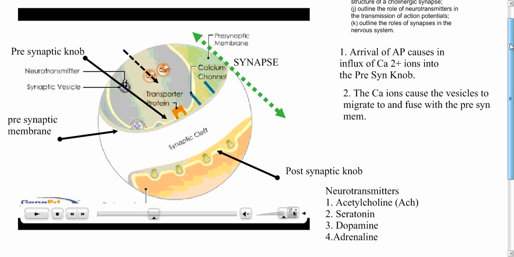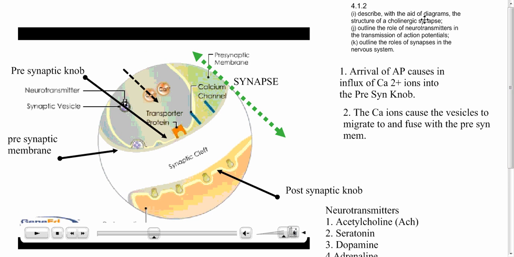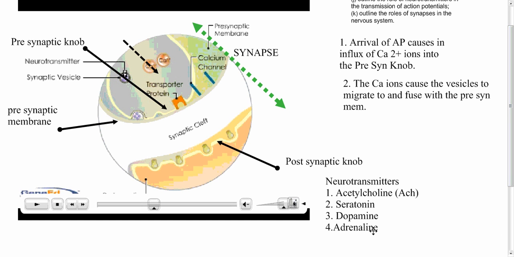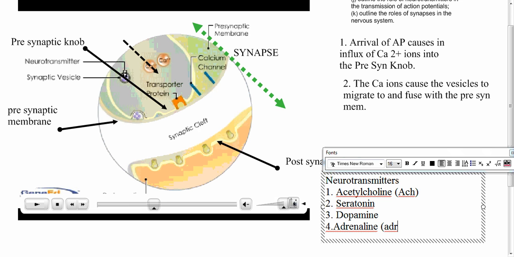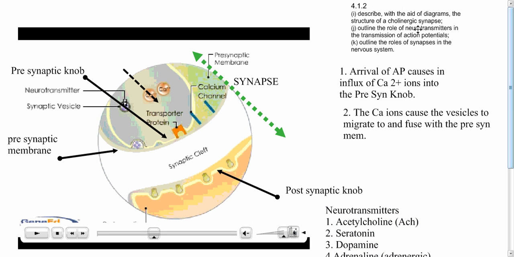So if you just go back to the specification point, describe with the aid of diagrams the structure of a cholinergic synapse. If you were asked about the structure, you'd be asked to mention the vesicles, the presynaptic membrane, the calcium channels, and the cholinergic synapse. What that means is that this synapse is using acetylcholine as its neurotransmitter. So if you see the word adrenergic instead, an adrenergic synapse, as you may guess, is one that uses adrenaline as the neurotransmitter rather than acetylcholine. So that's all that means. All the word cholinergic means is that it's releasing acetylcholine.